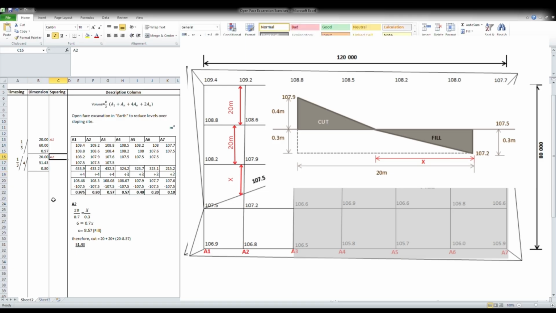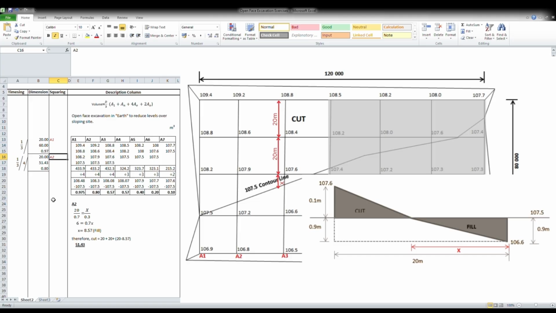Now moving on to A3, which is an odd numbered section. With A3, we have a similar situation. We need to work out the length for the cut section. Okay, so we're going to use similar triangles as well. We have 107.6 to 107.5 forming a part of our cut section. And then we have 106.6 to 107.5 forming part of our fill section.